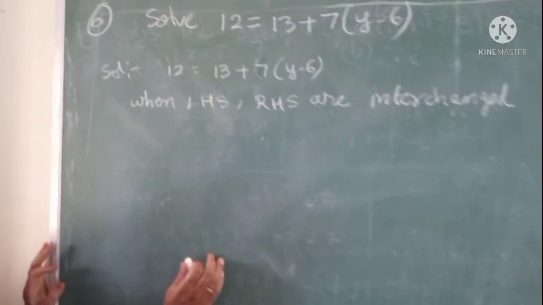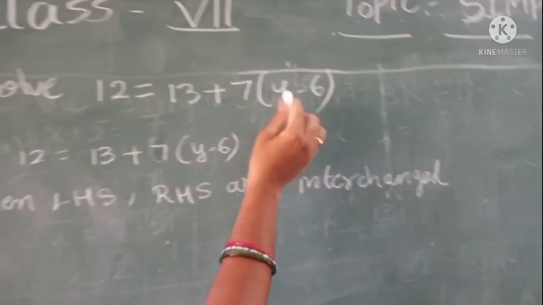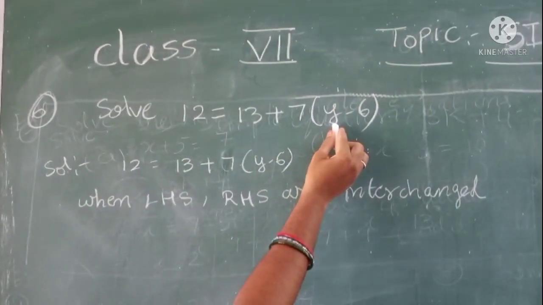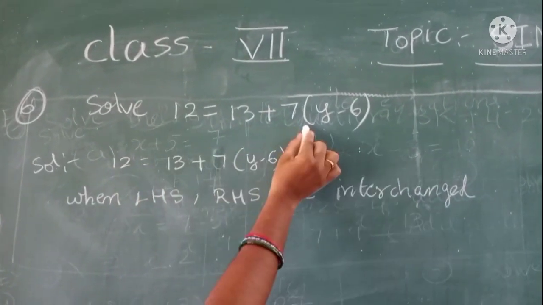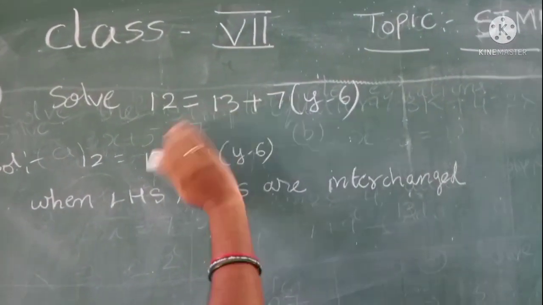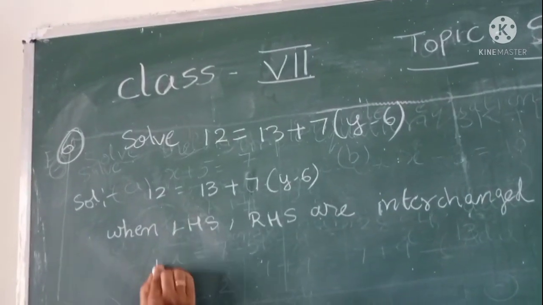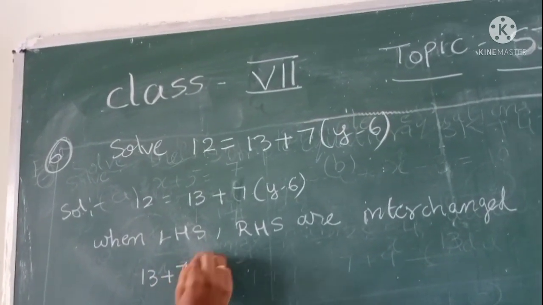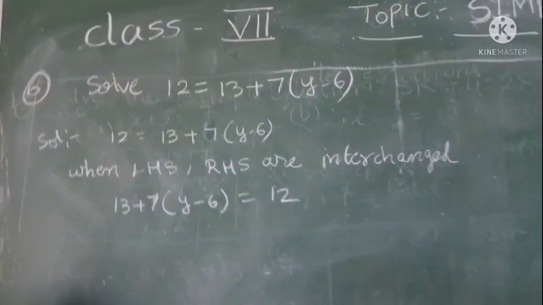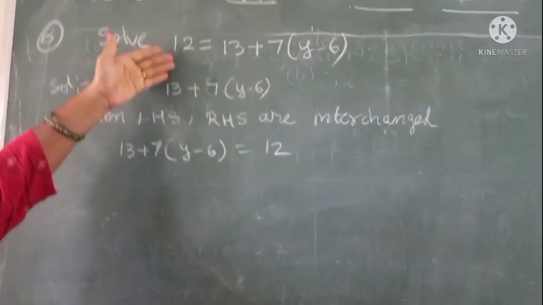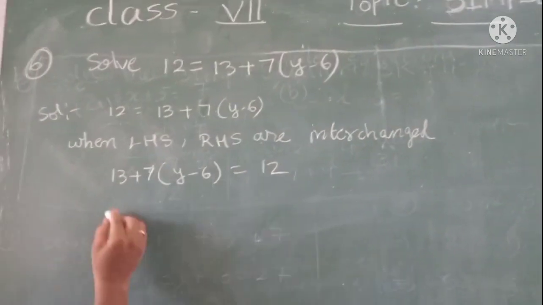Students, now let's discuss another problem. 12 equals 13 plus 7 into (y minus 6). Solve. What is the variable? y. So you can find the value of y. 12 was the LHS and this was the RHS. We can interchange our problem. So I have interchanged the problem: 13 plus 7 into (y minus 6) is equal to 12. LHS and RHS are interchanged. It's fine to do this, I can solve this problem. Even if we interchange and solve, it's okay.